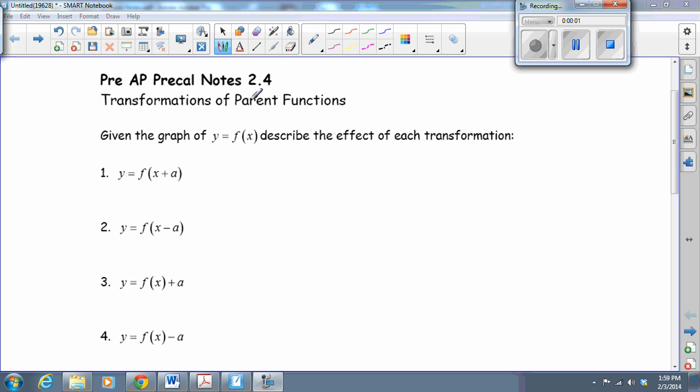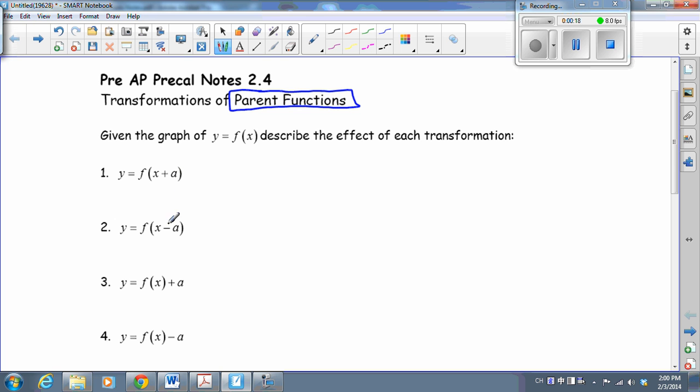Our 2.4 notes is over transformation of parent functions. Remember, tomorrow you have a quiz over parent functions. Maybe at the end of these notes, I will show you a few links that you can go to study your parent functions. Let's start with number 1 and number 2.